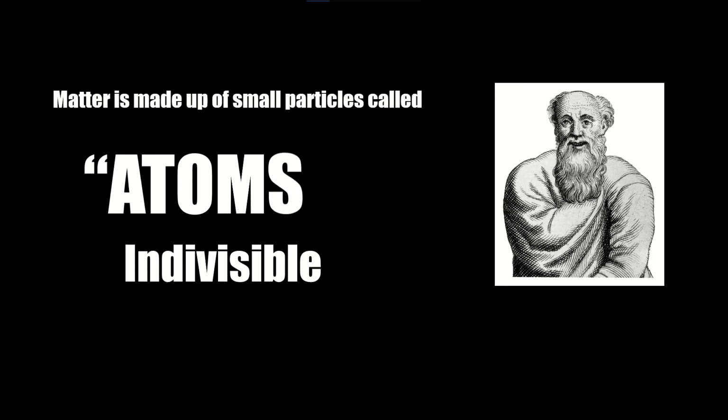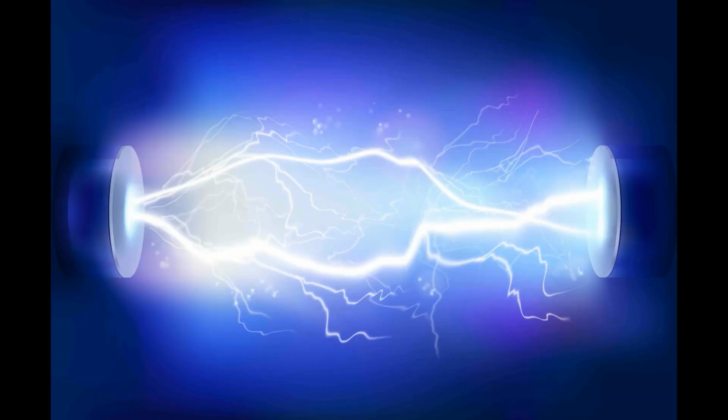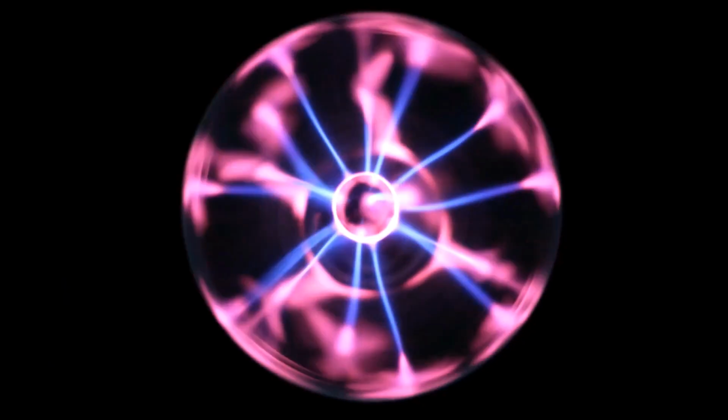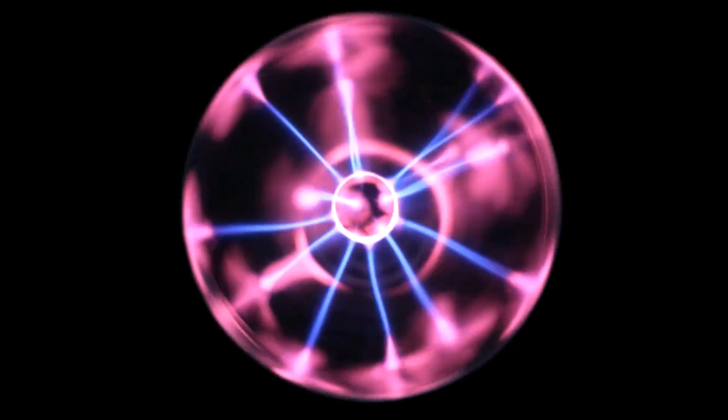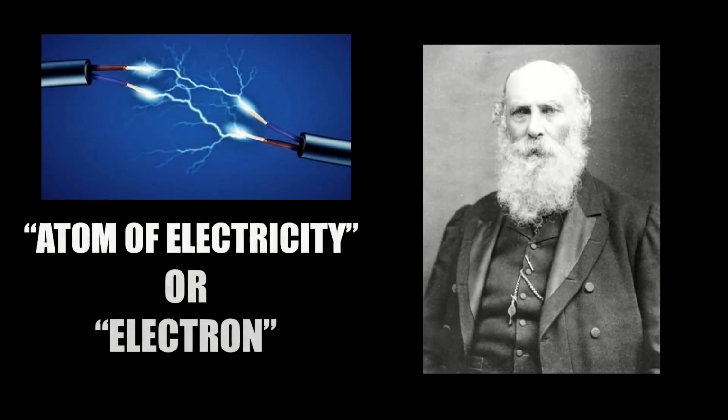Then something amazing took place in the field of science, the discovery of the electric nature of matter. Scientists were amazed to see how matter shows electric nature. Stoney, who was mesmerized by this fact, named the particle responsible for the electric nature of matter as electron.